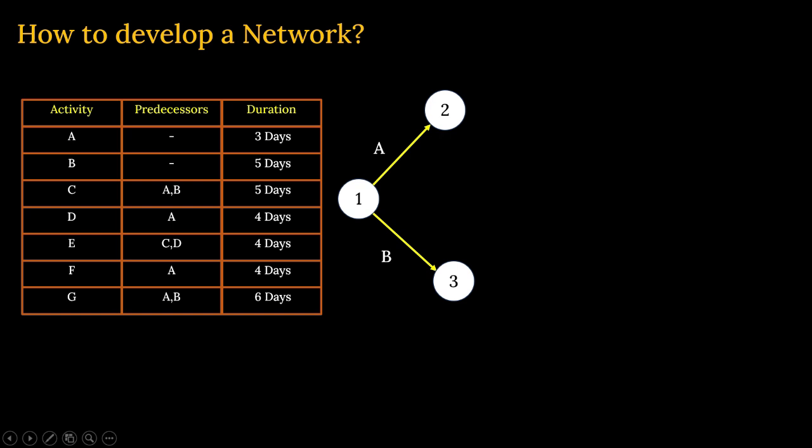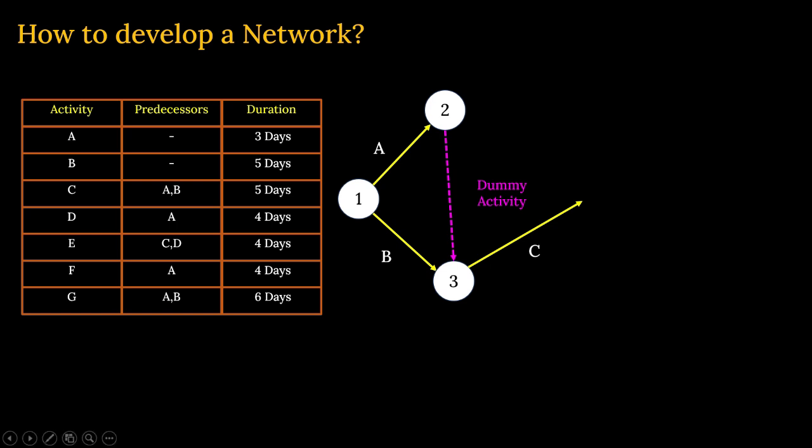Now you can see the next one, D is starting from A. So D will be starting from A, C will be starting after the completion of A and B. That means we need to connect these two, 2 and 3 node, through a dummy activity. So that is D, and this is known as dummy activity. From there, now the C will start. You can see the C is starting from there.